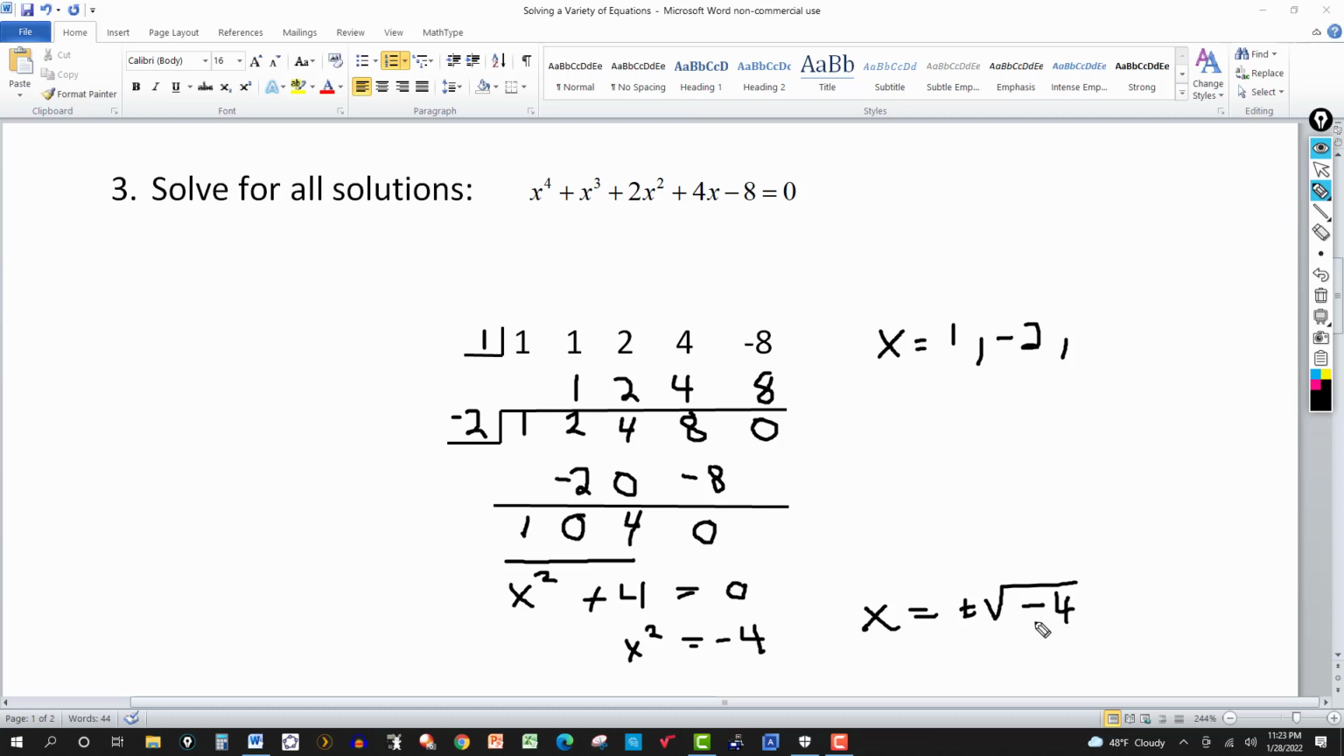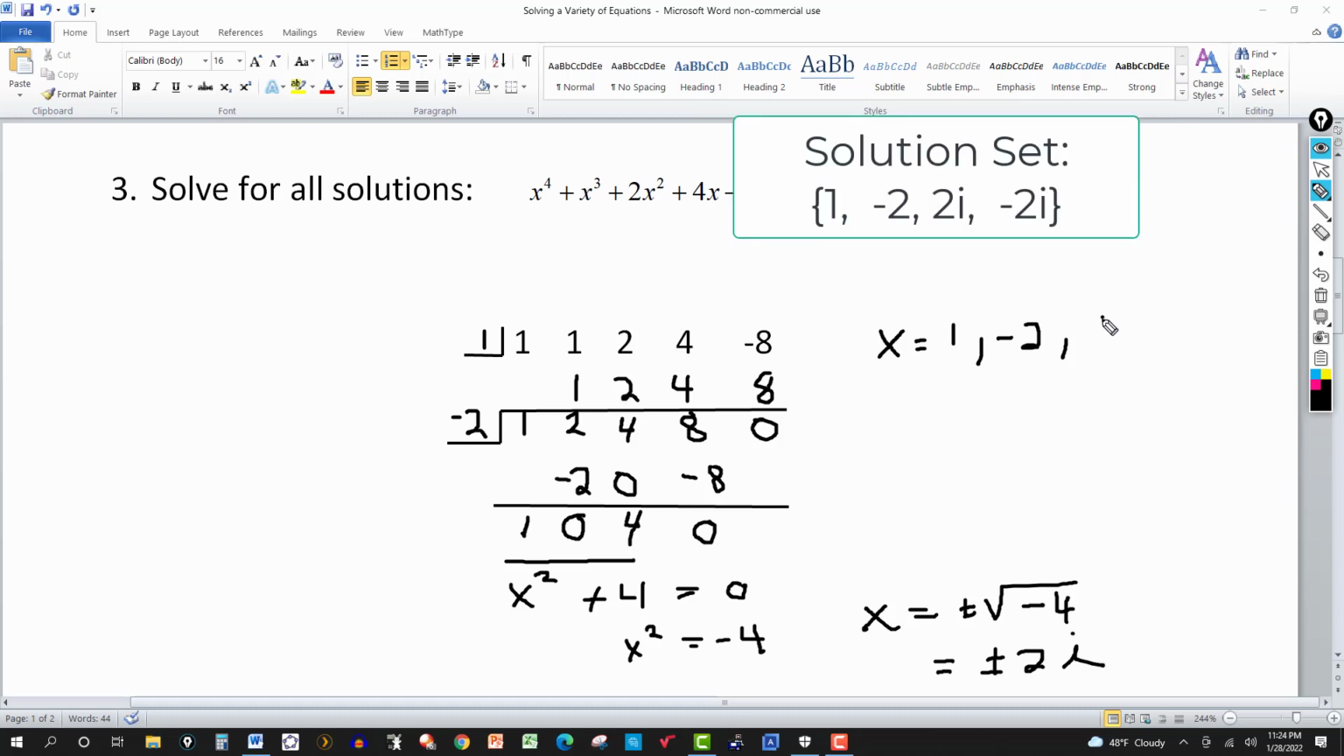Well, the square root of -1 gives you the i, the imaginary unit for complex numbers or imaginary numbers, and the square root of 4 is 2. So this gives me then complex solutions, plus or minus 2i. And this is your solution. Fourth degree polynomial equation, so we expect at most 4 zeros. In this case, we have 2 real zeros, 1 and negative 2, and 2 complex zeros, 2i and minus 2i.